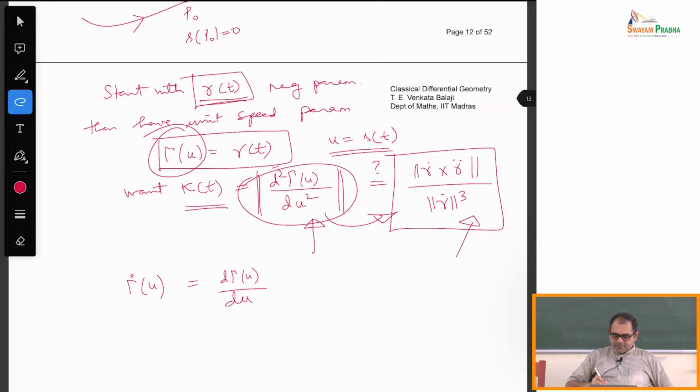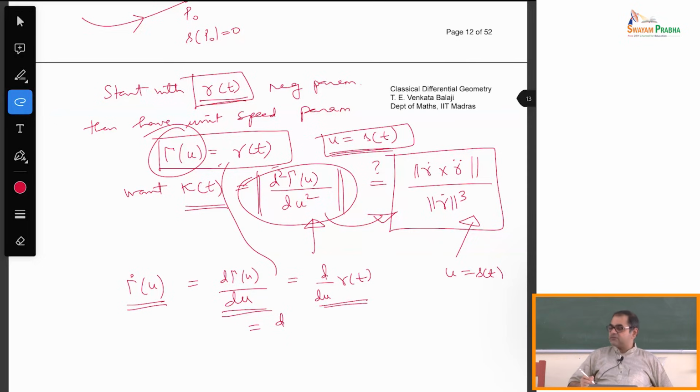So you see, you take this and use this thing here. This is the same as writing d by du of small gamma of t, but the substitution is u equal to s of t. This is what you're doing. And mind you, this side is a function of u, so this also must be a function of u. So I have to be careful and write t equal to s inverse of u. Only then will it finally give you something that depends on u.